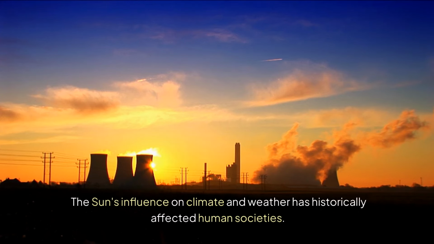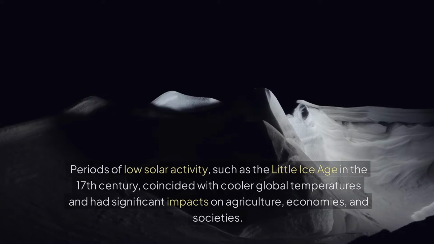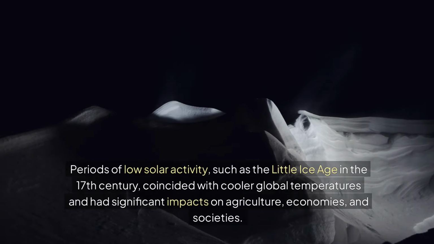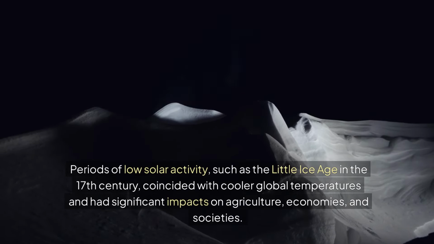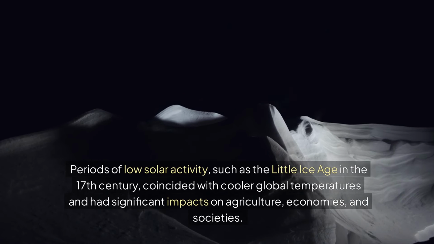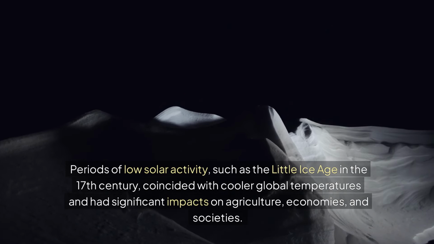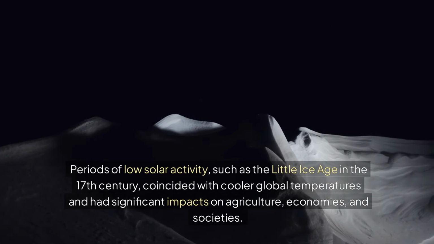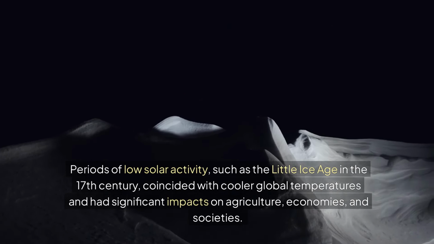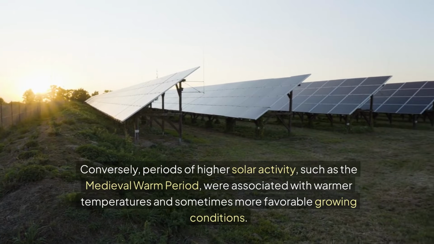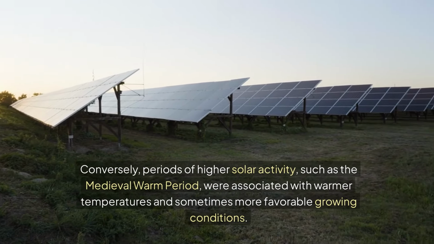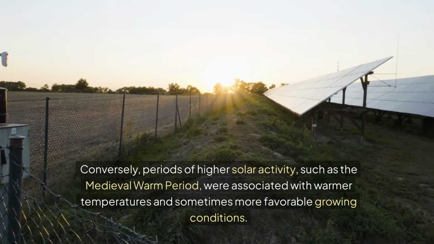The Sun's influence on climate and weather has historically affected human societies. Periods of low solar activity, such as the Little Ice Age in the 17th century, coincided with cooler global temperatures and had significant impacts on agriculture, economies, and societies. Conversely, periods of higher solar activity, such as the medieval warm period, were associated with warmer temperatures and sometimes more favorable growing conditions. Understanding the Sun's influence on climate is an ongoing area of research.